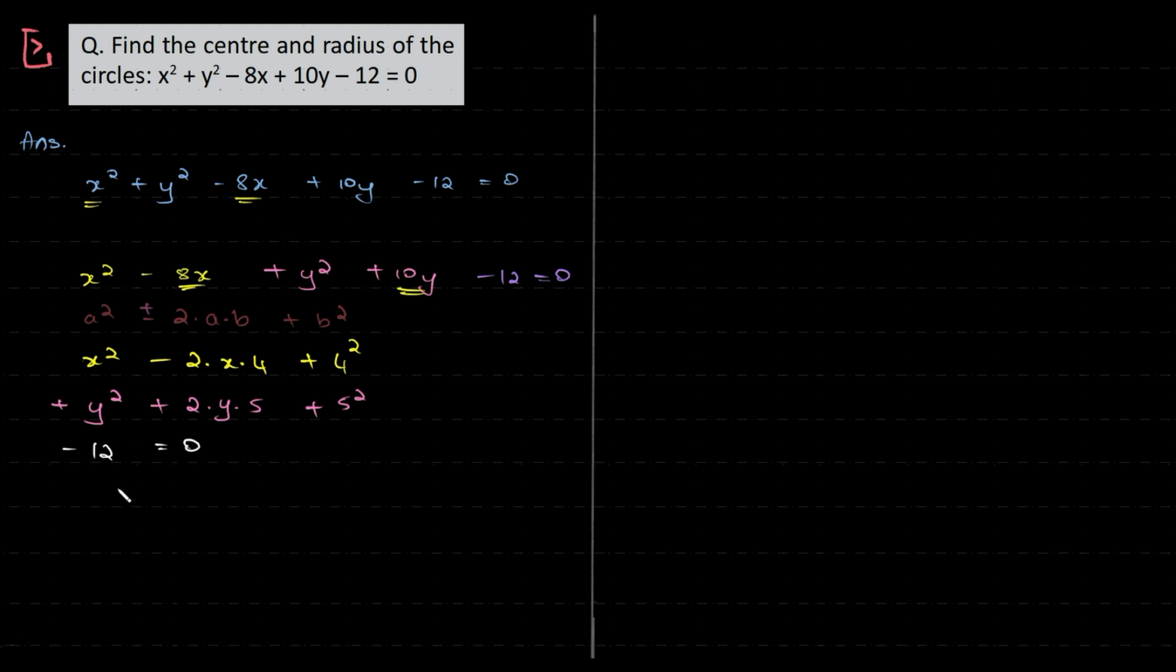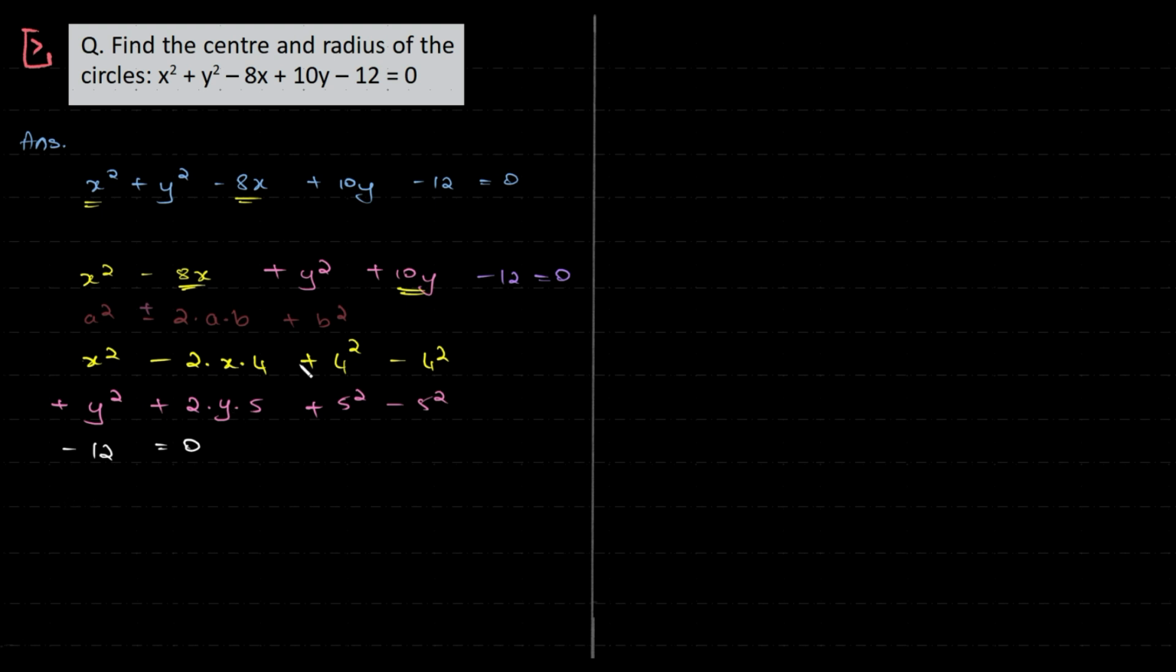So is this correct? Not exactly. What's wrong with this? Well, how did I get plus 4 square plus 5 square all of a sudden? We can't just write any number. But I can do this, minus 4 square. And I can do this, minus 5 square. That sounds okay, but what is the logic behind it?